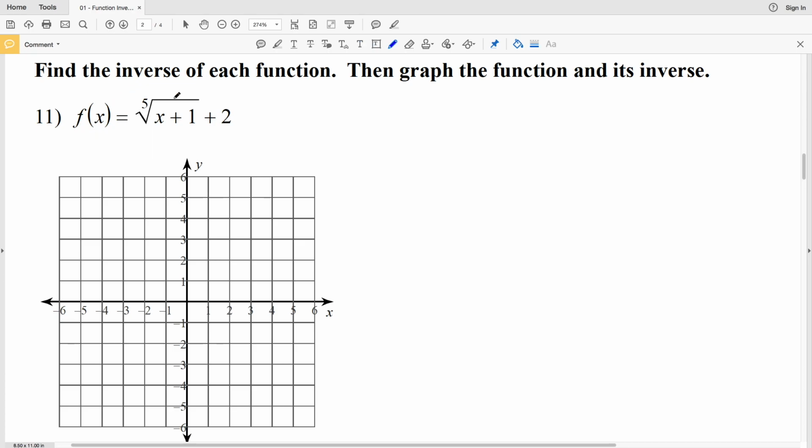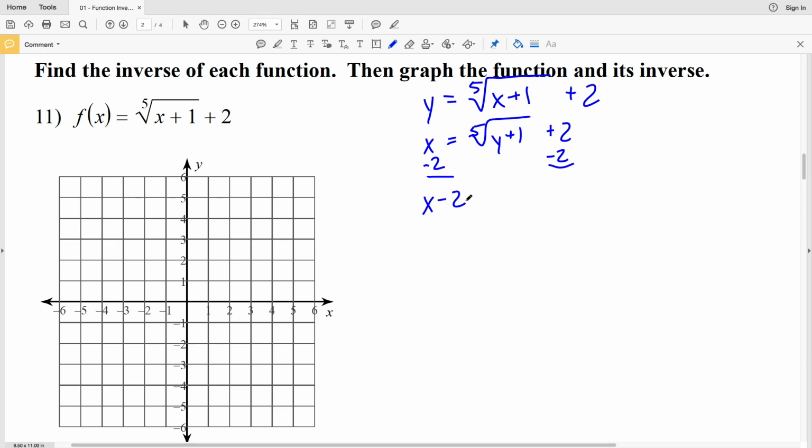If f of x equals the fifth root of (x plus 1) plus 2, remember our first step is to plug in a y. So we have y equal to the fifth root of (x plus 1) plus 2. Now, our next step is to switch x and y. So x equals the fifth root of (y plus 1) plus 2. Now we'll solve for y. We'll start by subtracting 2 from both sides to get that x minus 2 equals the fifth root of (y plus 1).